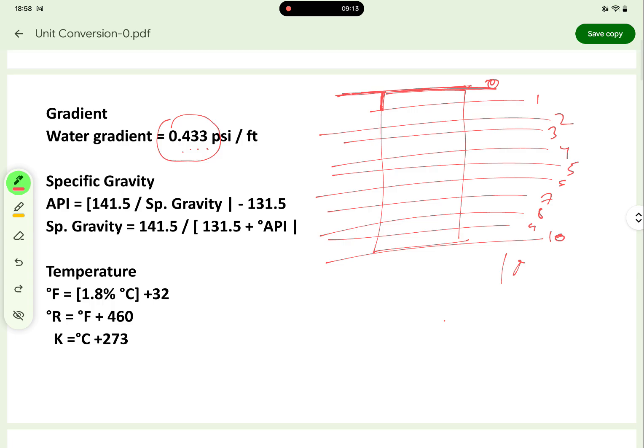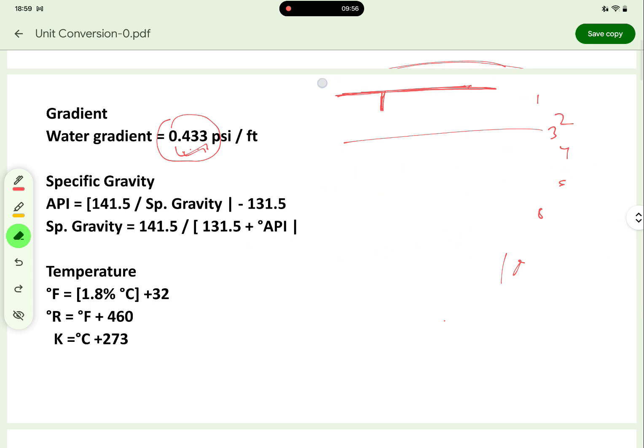So what is the significance of this psi per feet? It means you will experience a pressure of 0.433 when you move 1 feet, and this condition is only possible when the fluid is exerting a pressure, and that fluid is nothing but water, right? That's why it is named the water gradient. It means when only water is there and you move downward with depth, you will experience this much pressure at every feet, right? I hope this concept is clear to everyone.